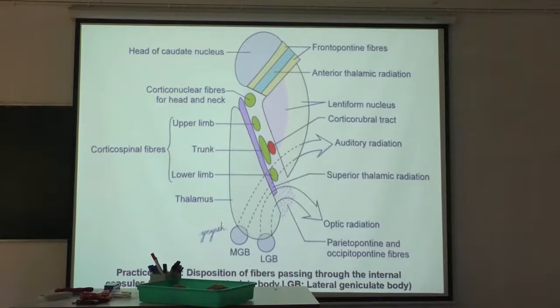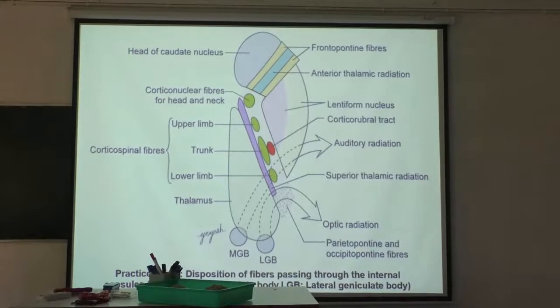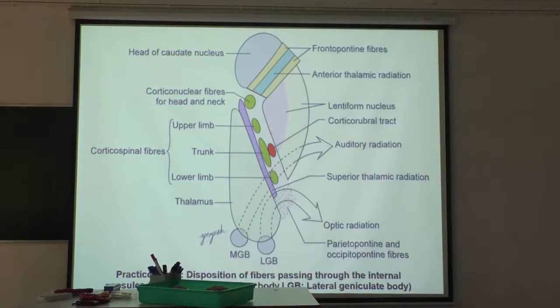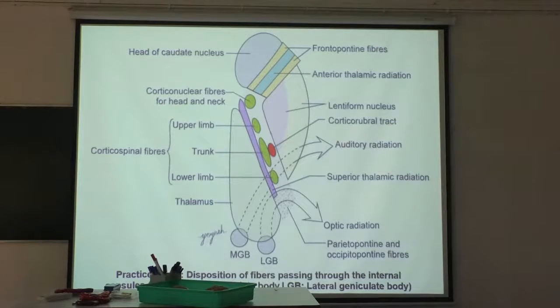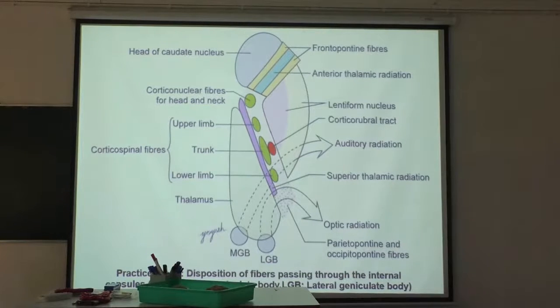Here are the fibers for the upper limb, trunk and lower limb, the corticospinal fibers. Okay. And this is the auditory radiation. Here is the optic radiation, coming from the medial geniculate body and lateral geniculate body. And here lie the parietopontine and occipitopontine fibers in the posterior limb. Okay. And auditory radiation and temporopontine fibers are located in the sublentiform part.